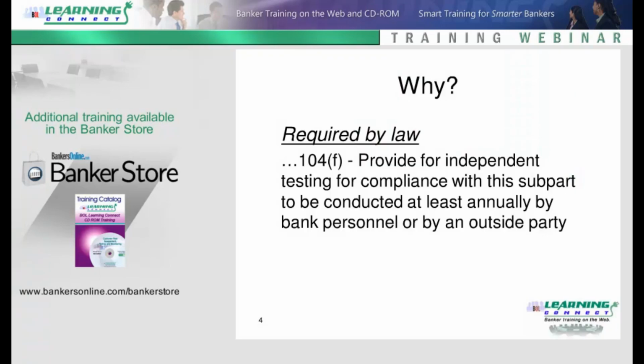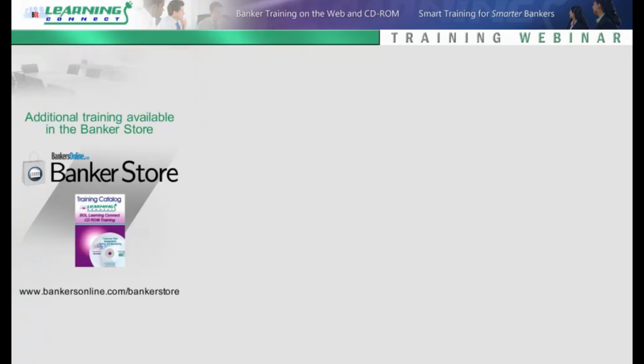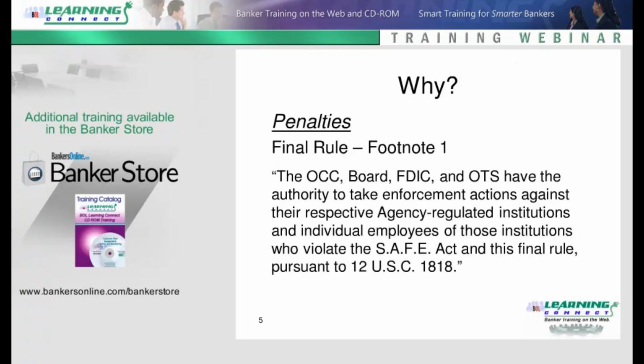Why are we even talking about doing an audit? Well, it's because it's required by law that every federal regulator has the same ending, and so at 104F, this is required by law because it says that your policies and procedures must provide for independent testing for compliance with this subpart to be conducted at least annually by bank personnel or by an outside party. So this is required to be done, and this has been around for a little bit, and not everybody has gotten around to doing their audits. If you haven't already done one, this is going to help you go through that.